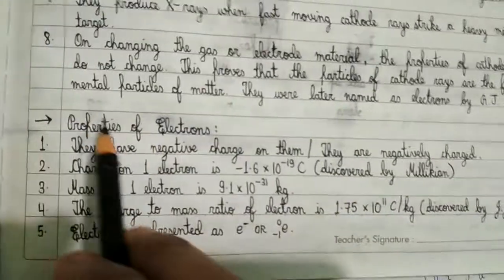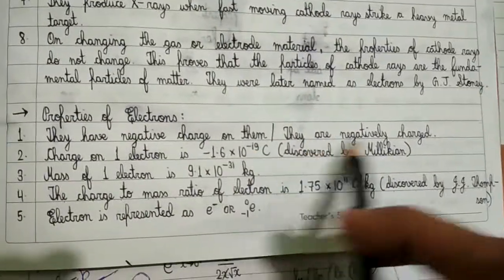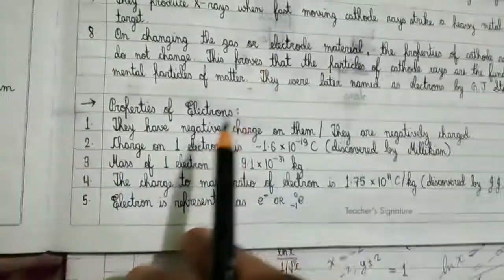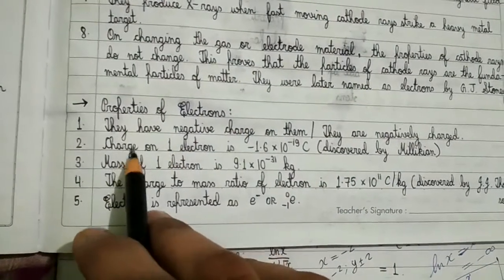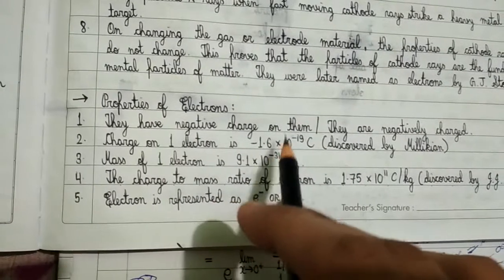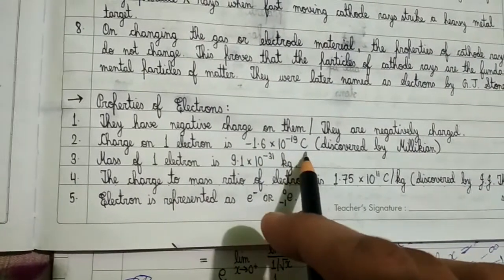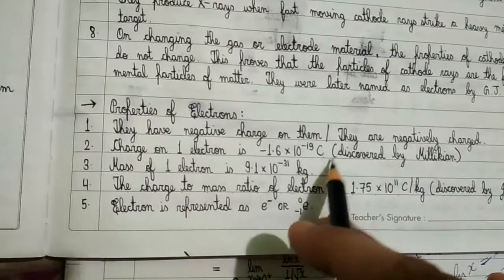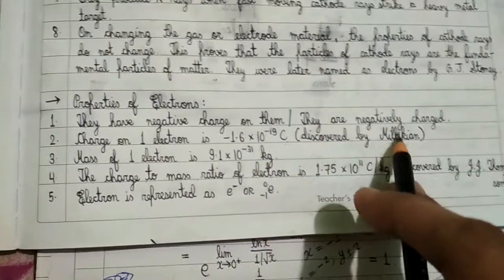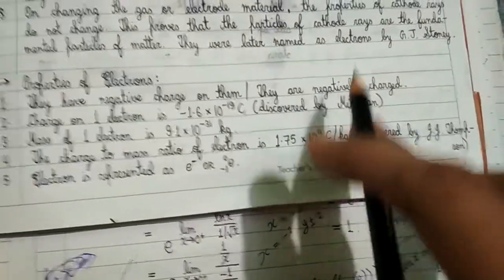First, they have a negative charge on them, or we can say they are negatively charged. I guess you understand after all this explanation. Then the charge on one electron was calculated, and it was found to be negative 1.6 into 10 to the power minus 19 coulombs. This was discovered by a scientist named Millikan. It is not that important to know how he discovered it.